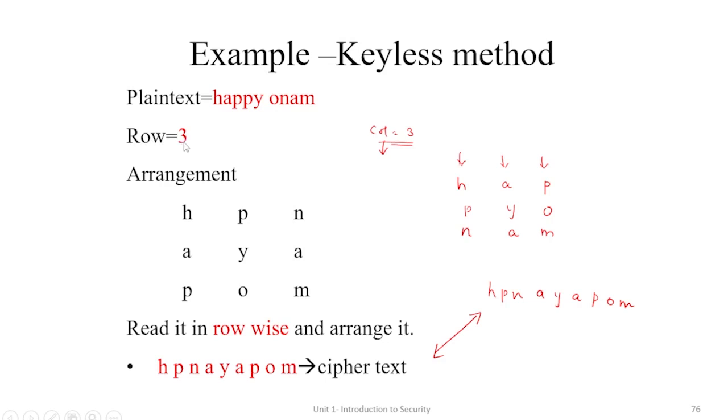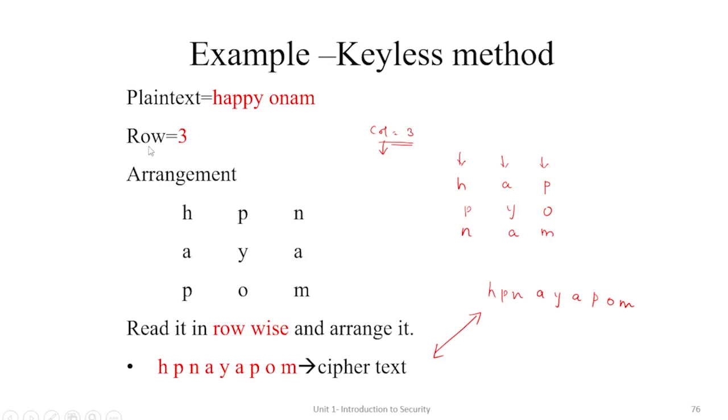The number of rows is 3. I want to fill these plain text values in row order, which means the first letter is written in the first row, the second letter in the second row, the third letter in the third row. Okay, the maximum number of rows is reached. Then the fourth letter is written in the first row, second column. So the next three letters are PYO, and the next letters are NAM. So it is filled here.